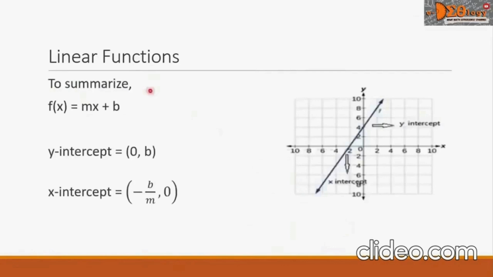To summarize, the general form of the linear function is f of x equals mx plus b. For the y-intercept, we may write the ordered pair 0 and b. For the x-intercept, it has the ordered pair with x-coordinate negative b over m. Take note, this b is the y-intercept over the m, which is the slope of the line. Then comma, 0.